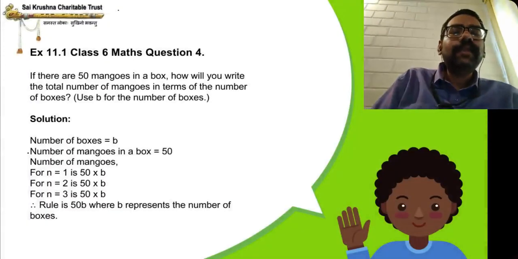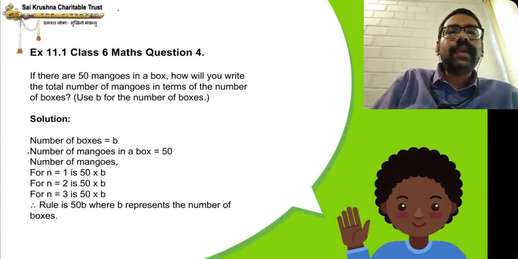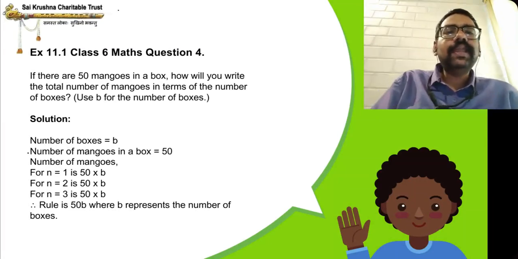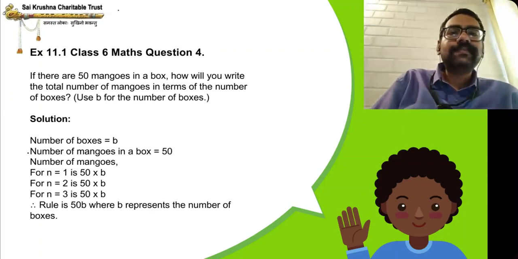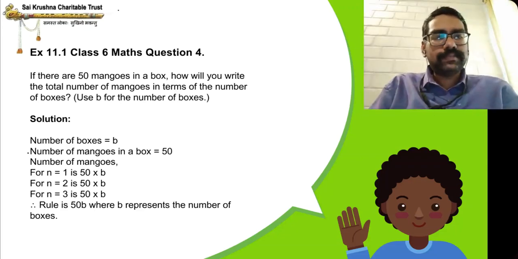If there are 50 mangoes in a box, how will you write the total number of mangoes in terms of the number of boxes, where B is the number of boxes? The number of mangoes in a box is 50. For 1 box, n equal to 1, 50 into 1. 2 boxes, n equal to 2, 50 into 2, 100 mangoes. N equal to 3 means 3 boxes, 50 into 3, 150. The rule is 50B, where B stands for the number of boxes.